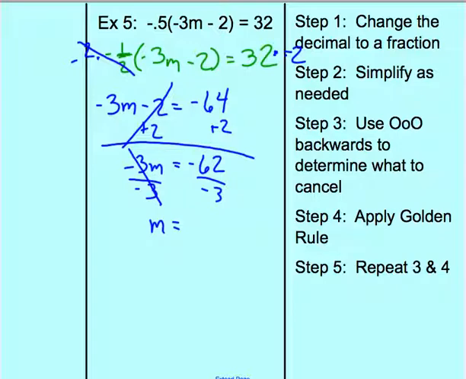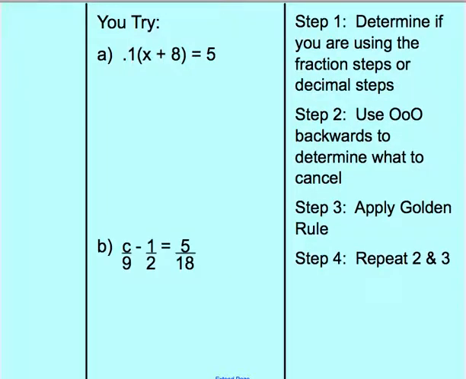And 62 is not divisible by 3, so I'm going to leave it as 62 thirds. And your you try problem.